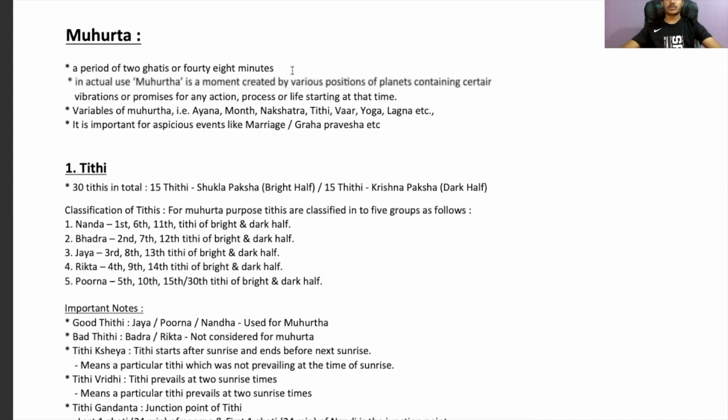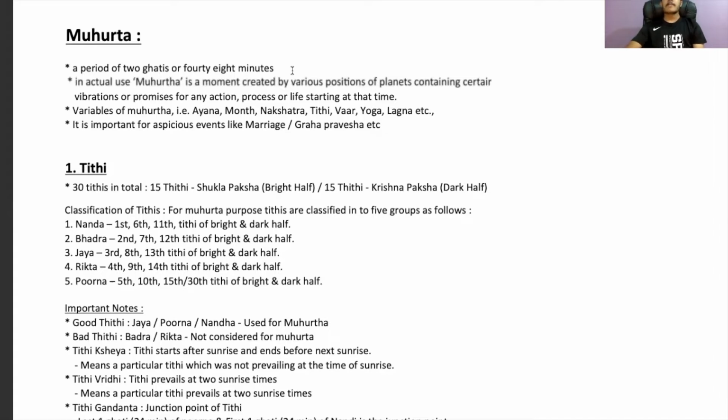Pratama is the first, which belongs to Nanda. Next comes Dvitiya, the second, which belongs to Bhadra. Next, Tritiya, which belongs to Jaya, like Akshaya Tritiya, which is very auspicious. Next is Chaturthi, which is Rikta. Next is Panchami, which is Purna. Next is Shashthi, the sixth, which is Nanda. Again comes Saptami, Bhadra; Ashtami, Jaya, which is good; Navami, which is Rikta, which is bad. Then comes Dashami, which is Purna; Ekadashi, which is Nanda; and Dwadashi, which is Bhadra.